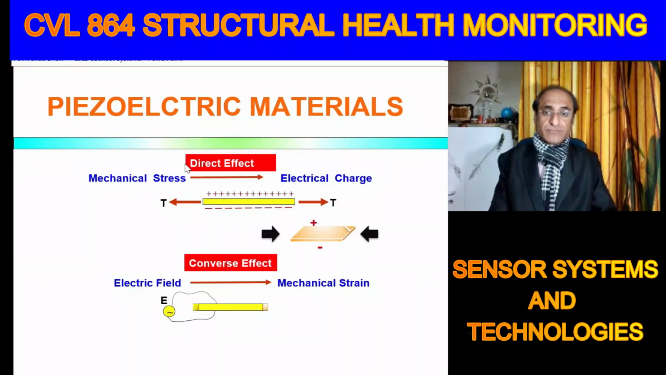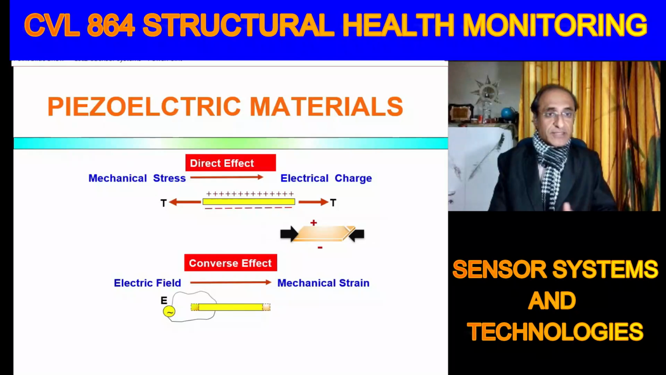Direct effect means that we are applying some stress and we are just measuring the voltage across the patch, and that voltage is proportional to the stress applied. For the converse effect, we are bonding the patch on some host structure, and then we are applying a potential difference, an alternating voltage, and this makes the piezo patch vibrate and the vibrations are passed to the structure. So this is the converse effect.